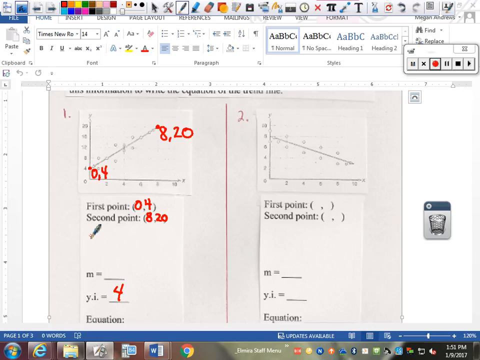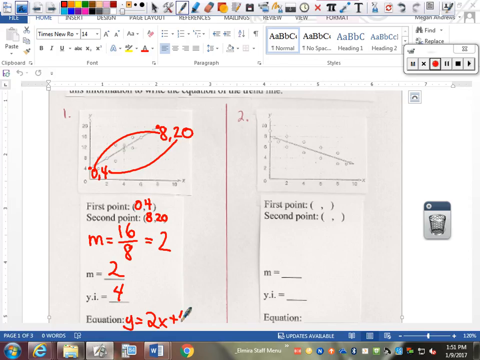And our slope, remember we're building our division problem from the bottom up, so the x goes from 0 to 8, so that's a change of 8. And the y value goes from 4 to 20. Well, that went up by 16. And 16 divided by 8 is 2, so the slope is 2. So our equation is going to be y equals 2x plus 4.